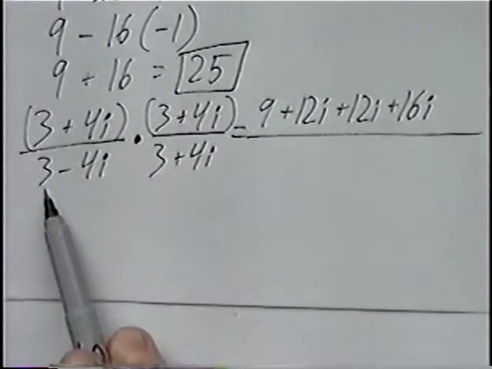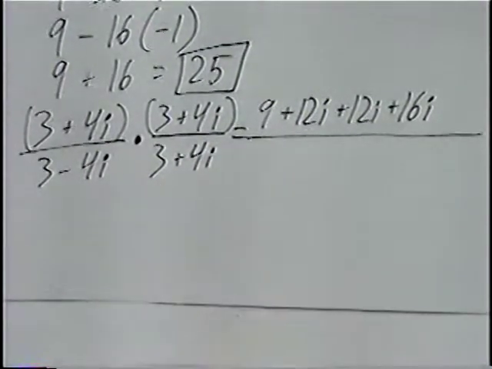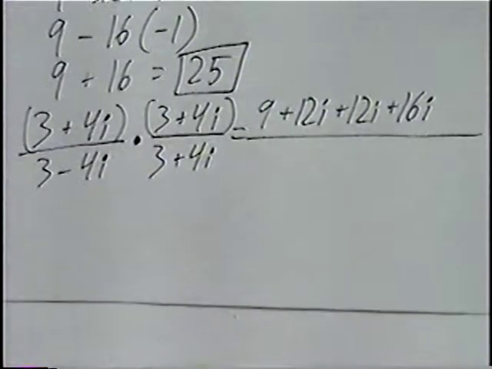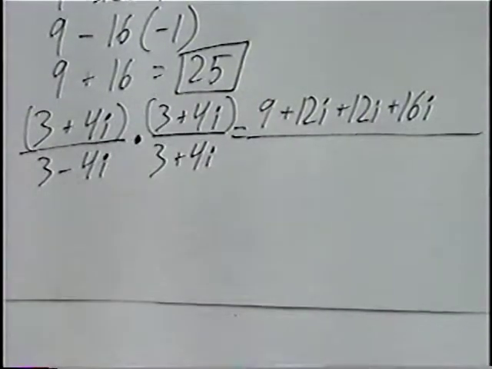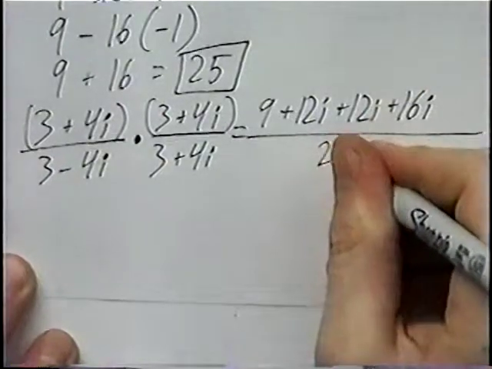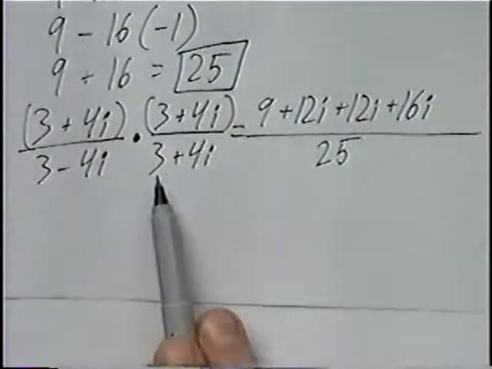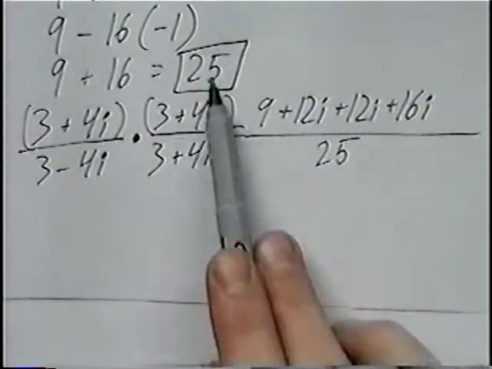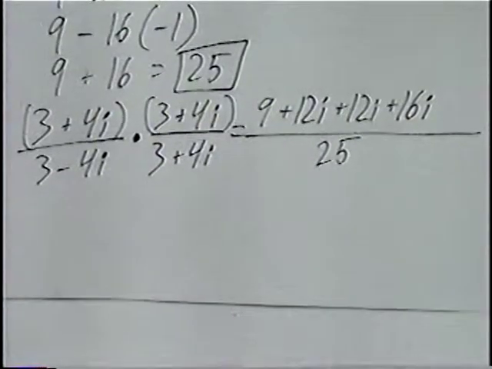Multiplying the denominators, 3 minus 4i and 3 plus 4i. That's the same as the previous question we just did, which was equal to 25. So for the denominator, 3 minus 4i times 3 plus 4i, same answer we had before, which is 25.